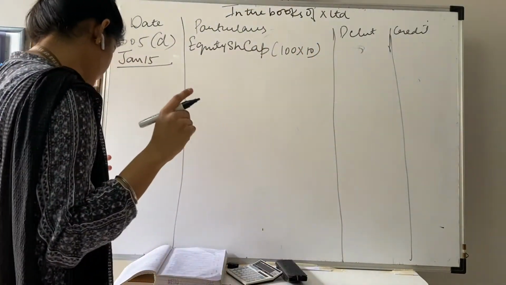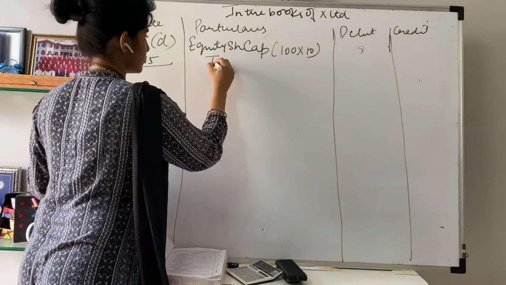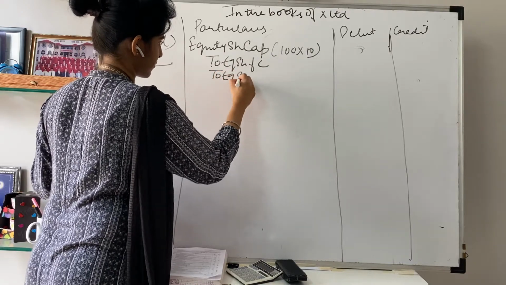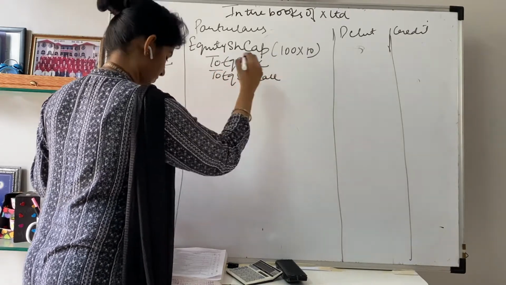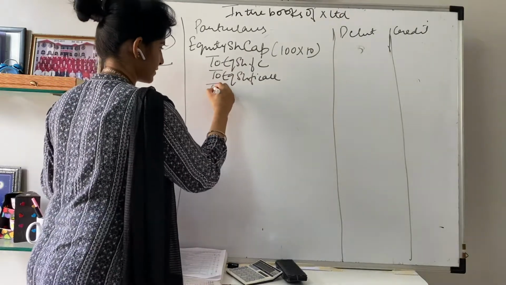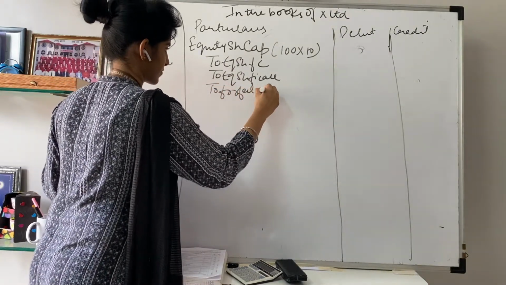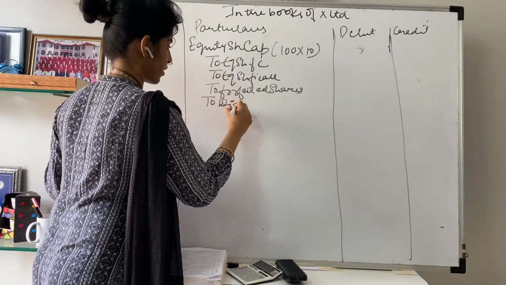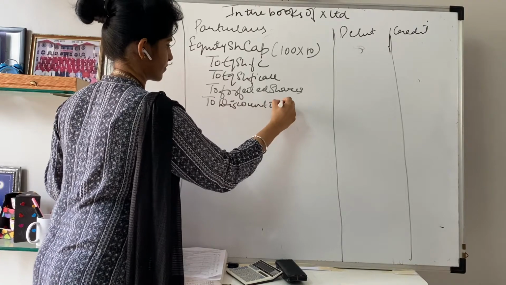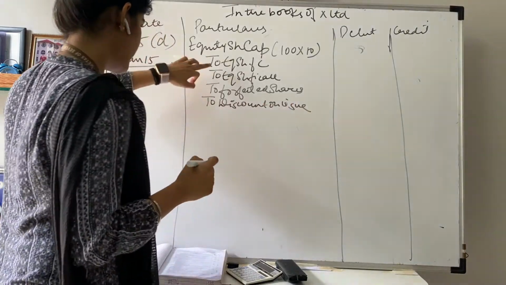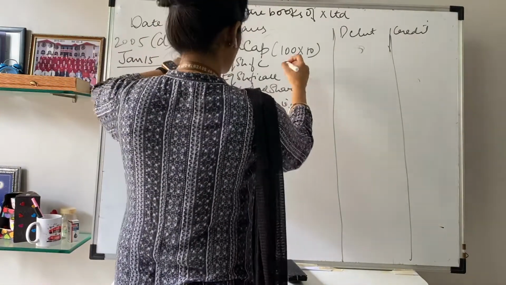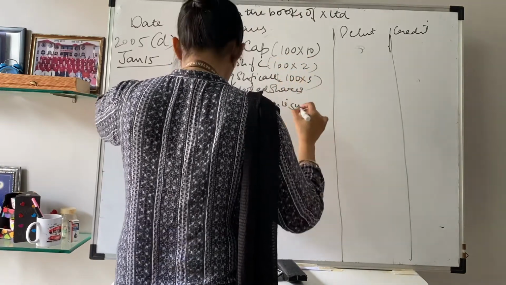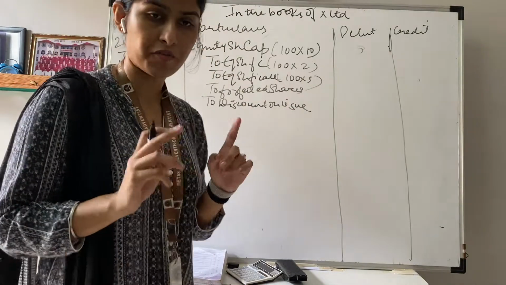Next is your non-payment of first call, final call. Equity share, first call, equity share, final call. Next is your to forfeited shares. And the last one is your to discount on issue of shares. We'll put the amounts of your first call and final call 2, 3, 5, and discount is of 10%.